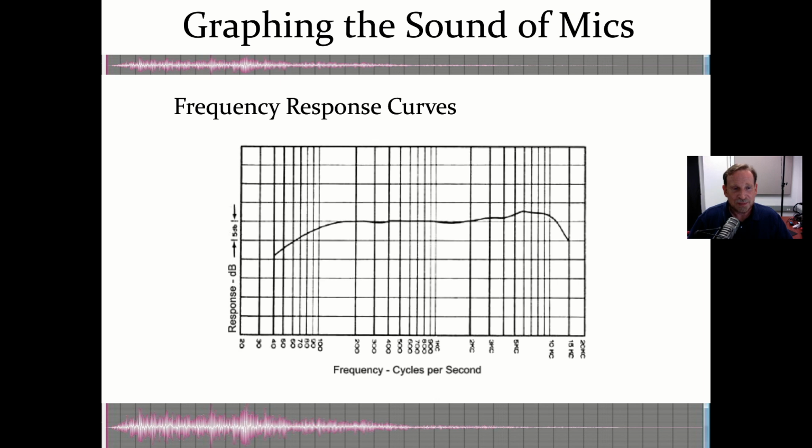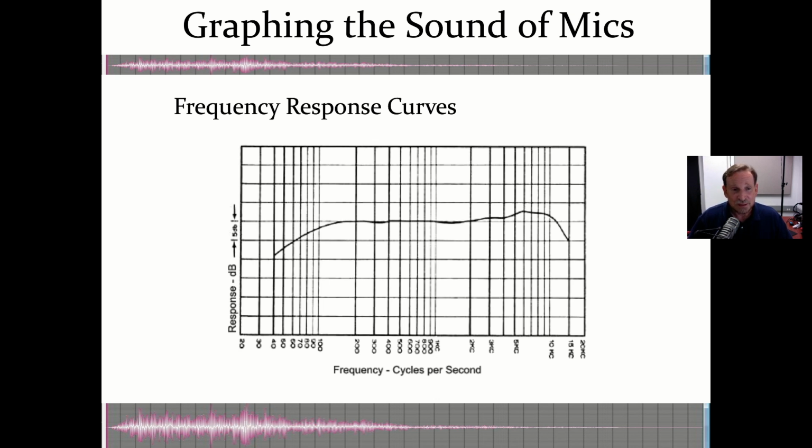So what happens is they put sound in at a certain level of dB, and then they measure the sound coming out, and they do it at every one of these frequencies across the spectrum. And then they plot it for us so that we can see, well, what's happening with the microphone.